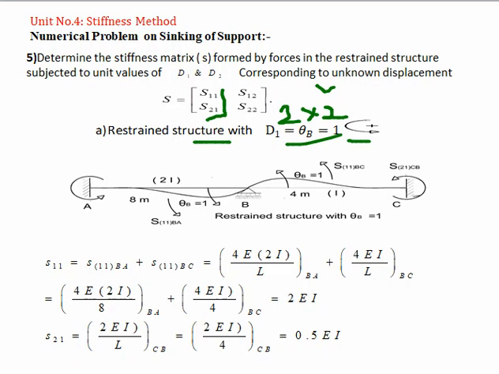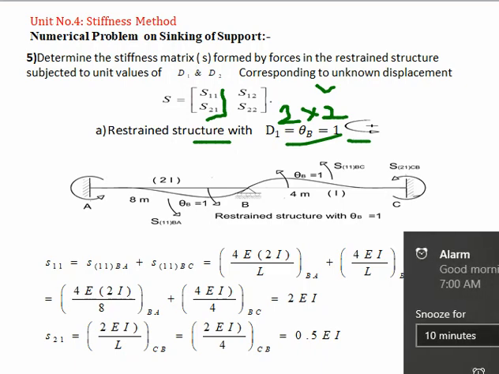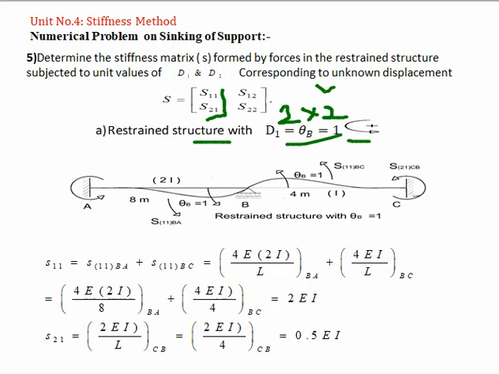So let's first find out the first column of the matrix. Now let's apply theta B equal to 1. Due to the application of a rigid joint rotation, theta B is equal to 1. The same rotation will happen for the BA side, theta B equal to 1. This is a rigid joint rotation, so it is always the same for the connecting member. Now keep the far end fixed.